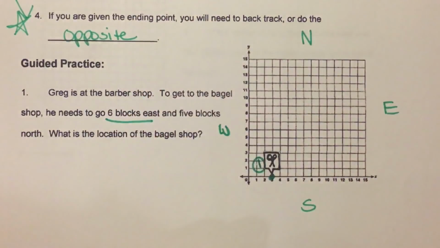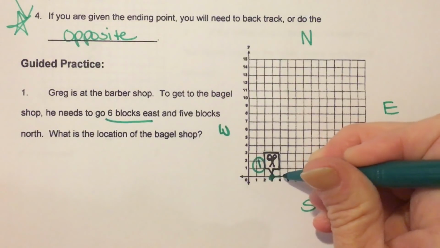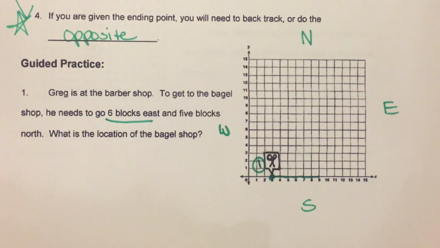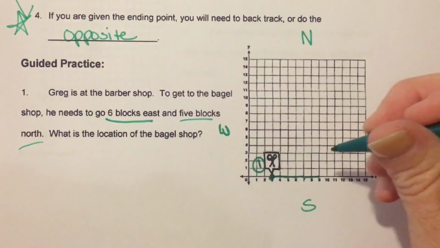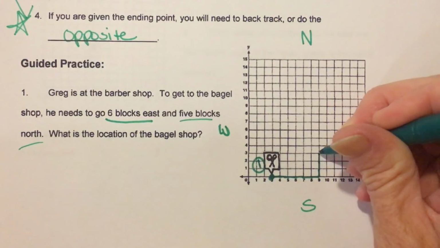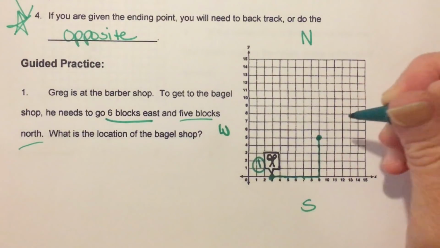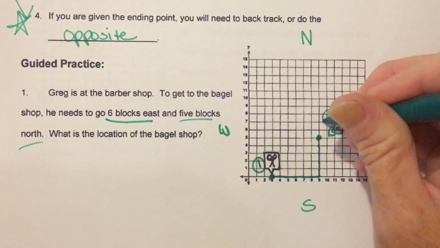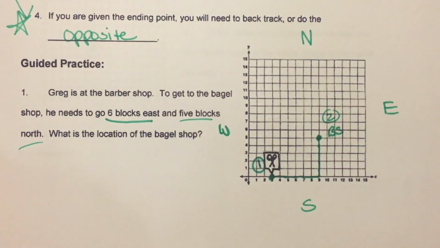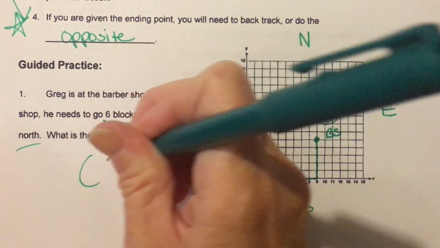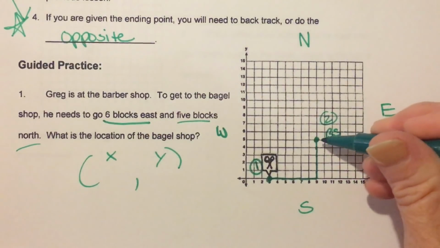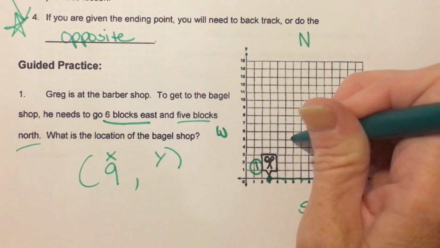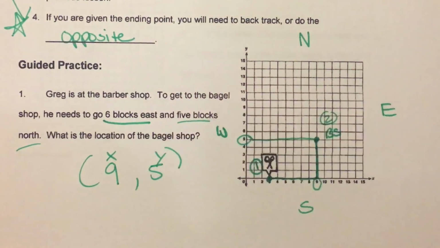So it says to go 6 blocks east. So here's my east. So let's go 1, 2, 3, 4, 5, 6 blocks east and 5 blocks north: 1, 2, 3, 4, 5. That is where our bagel shop, we could say maybe bagel shop, and our second location is. Okay, so they want to know what the location is. So we need our X and our Y. So my X is right there, 9, and my Y is 5.